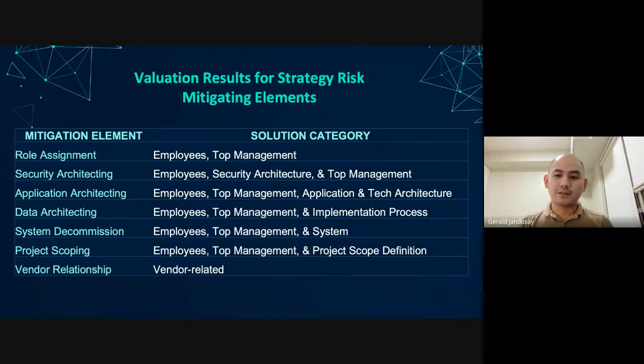For the data architecting, we need to mitigate it by focusing on the employees, top management, and implementation process. For the system decommission, we should focus on the solution categories of employees, top management, and system. While for project scoping, there are 4 kinds of solution categories. We have the top management, the employees, and the project scope definitions. And lastly is the vendor relationship. So the vendor related solution category was adopted in order to mitigate this strategy element.